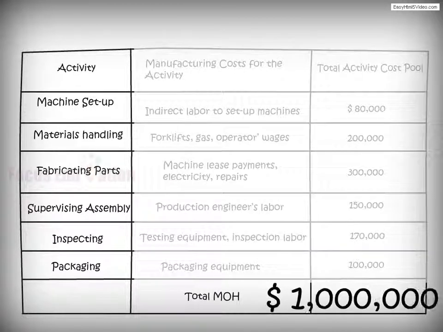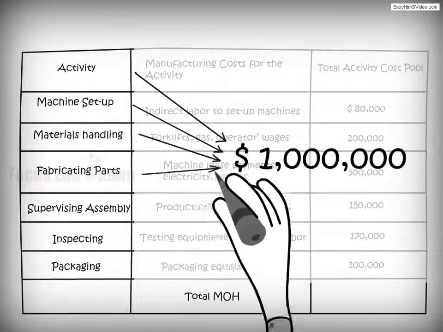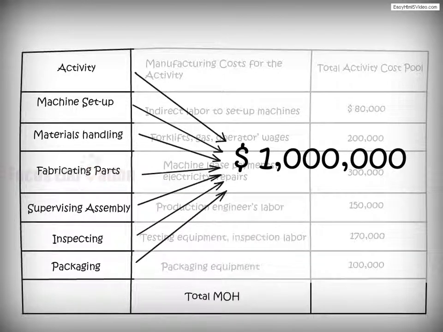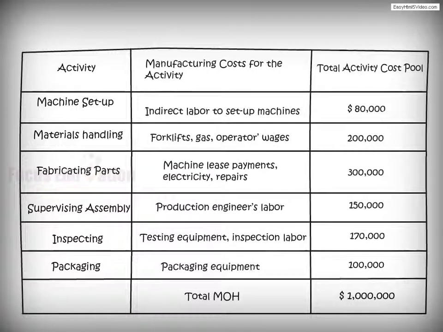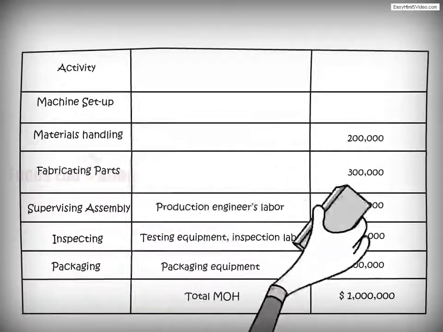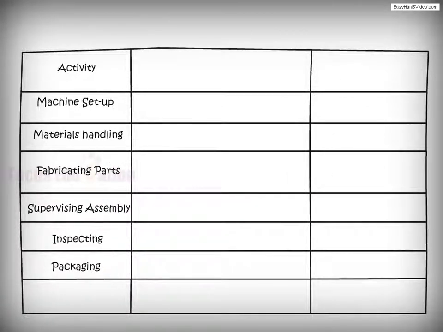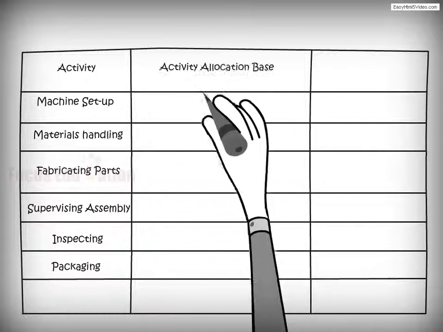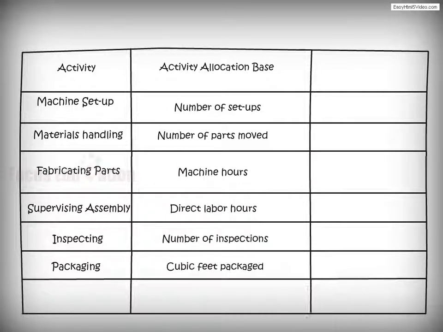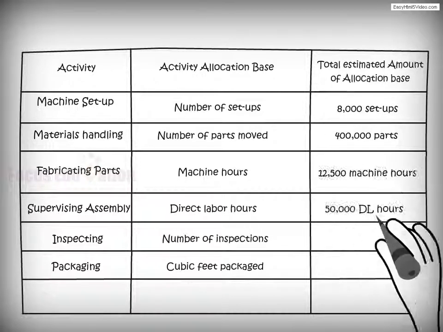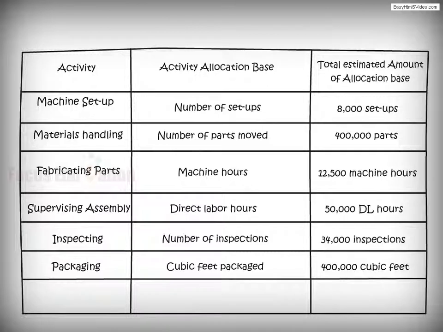With the total MOH calculated, the company now must determine how much of the total estimated $1 million relates to each activity. For the second step, the managers need to identify a cost driver, which in turn becomes the allocation base for each activity. This helps them estimate the total amount that will be used during the year. For example, the company selects number of setups as an allocation base for machine setup and estimates 8,000 setups as the total amount that will be used during the year.